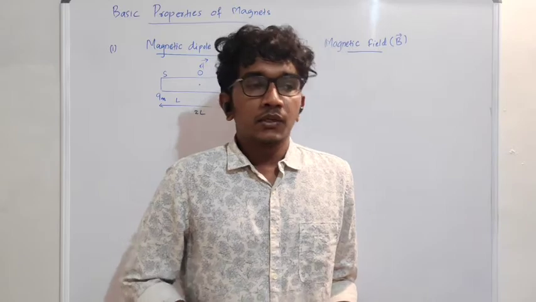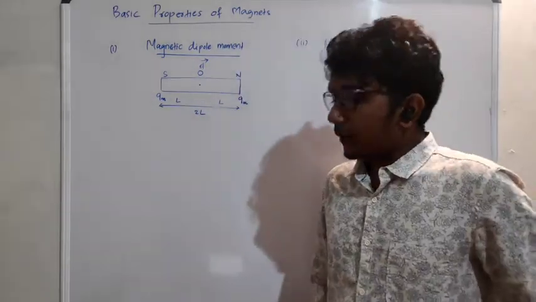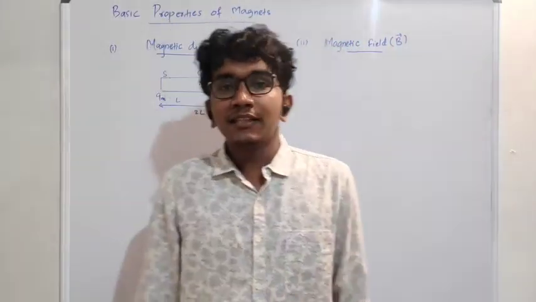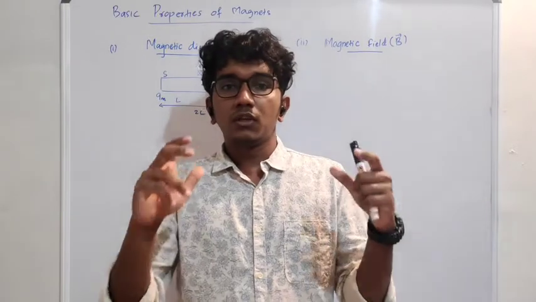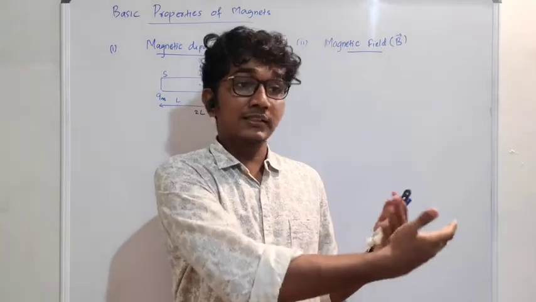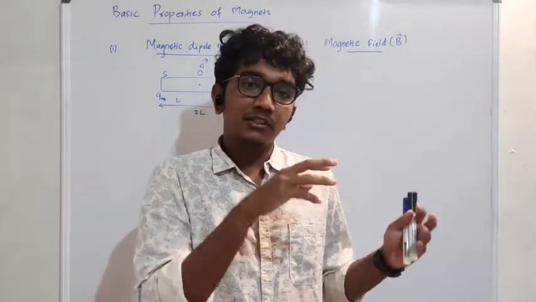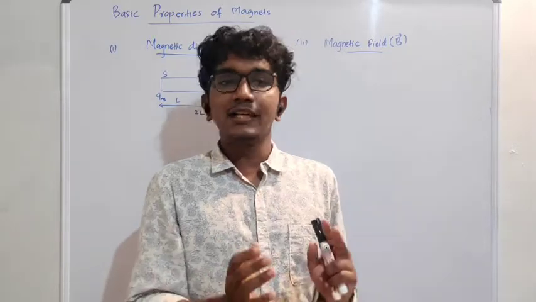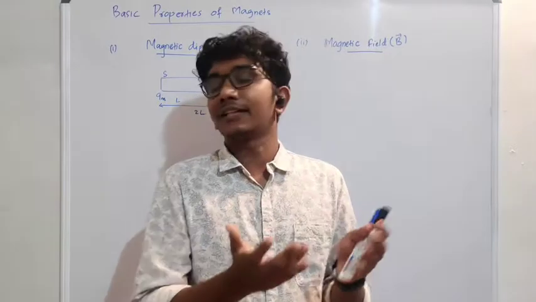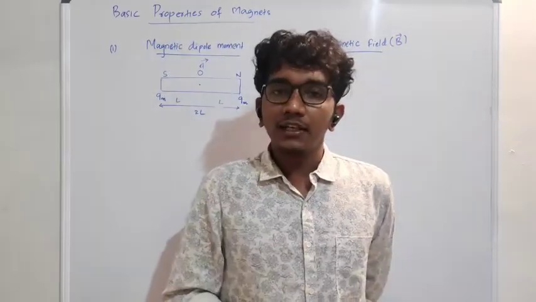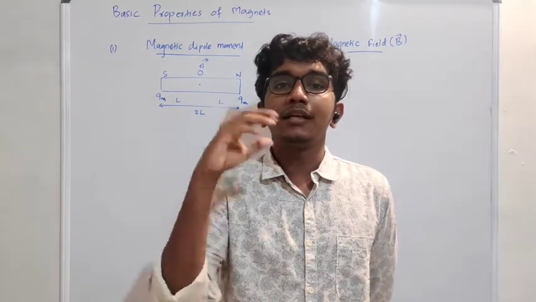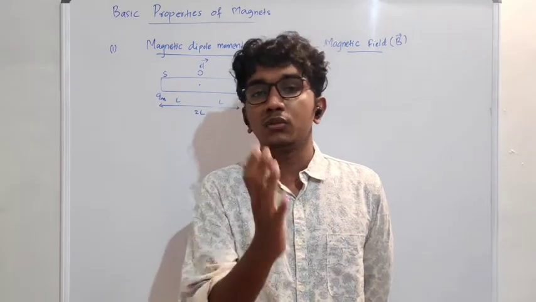Hi everyone. So now we are going to talk about basic properties of magnets. Magnets have different properties, and there are different terminologies. When we discussed charges, we discussed some terminologies like electric field, dipole moment, etc. All those things we have discussed, right? Similarly, when we talk about magnets, we have to talk about their properties and terminologies.